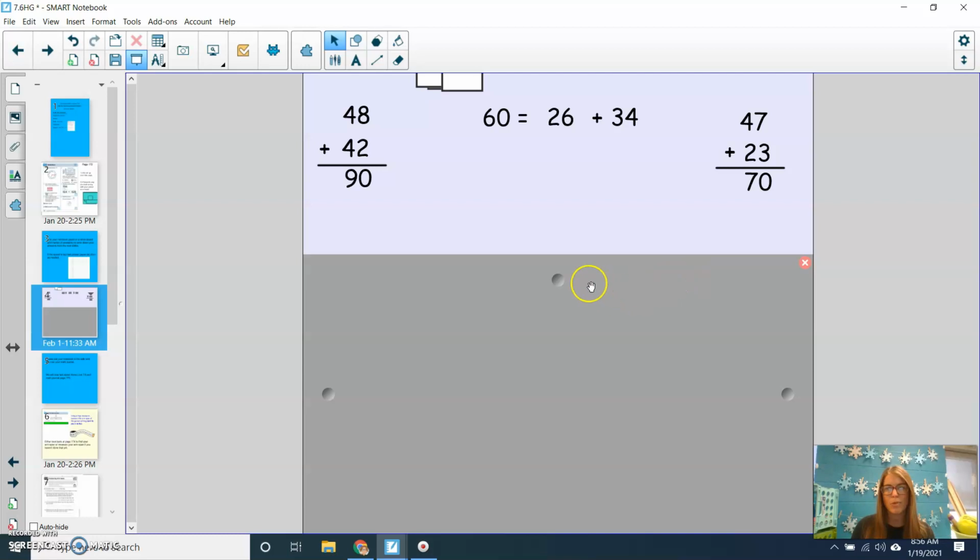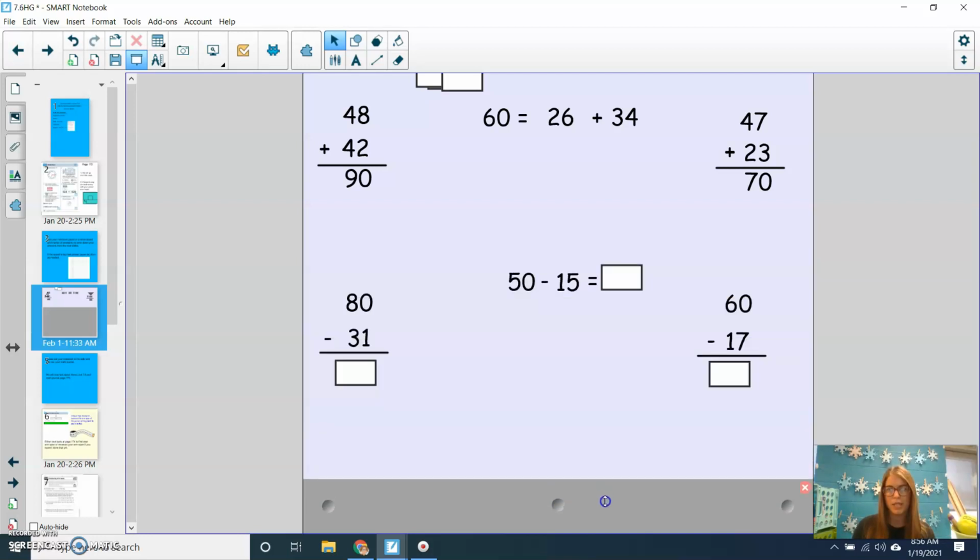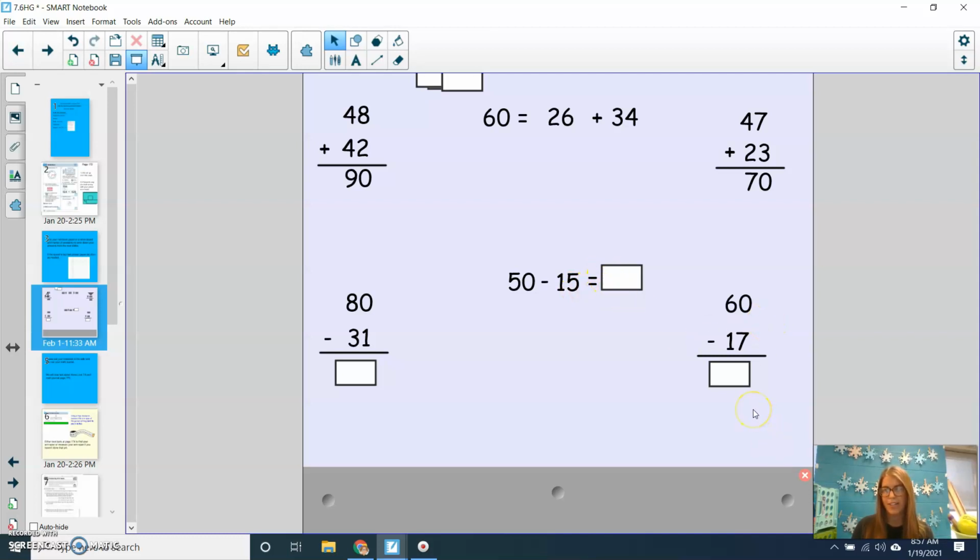We're going to use the same way of thinking, but now our problems are going to look a little bit different. So this time I'm thinking 80 minus 31. I'm thinking 50 minus 15 and 60 minus 17. Can you use your subtraction strategies to solve these 3 problems? Press pause and then play when you're ready to check these 3.